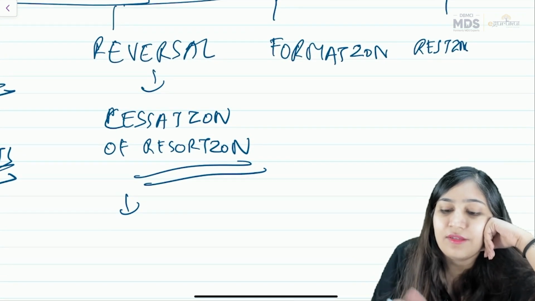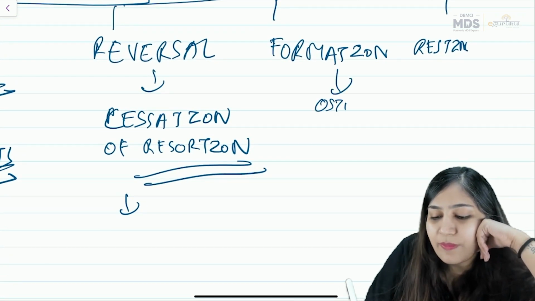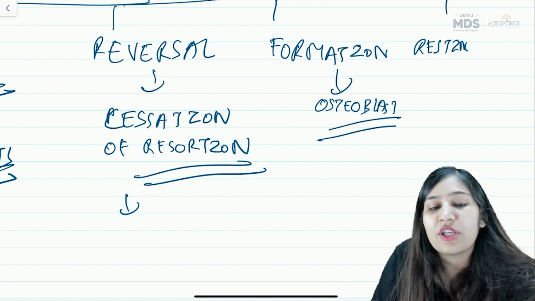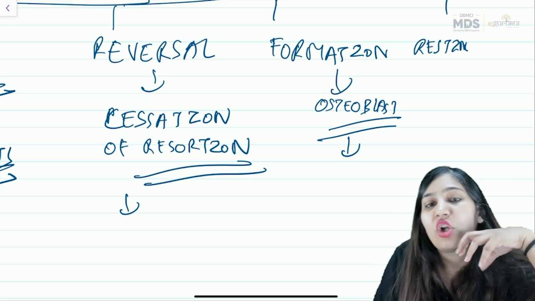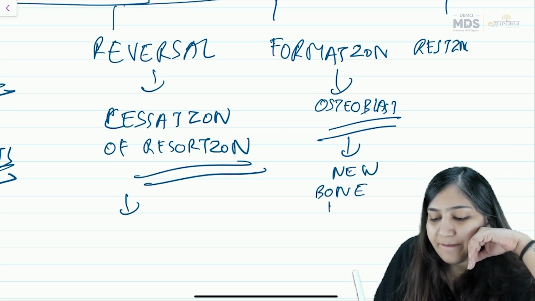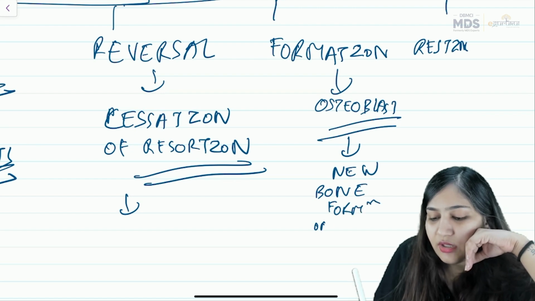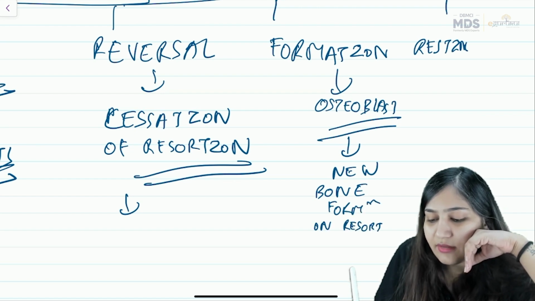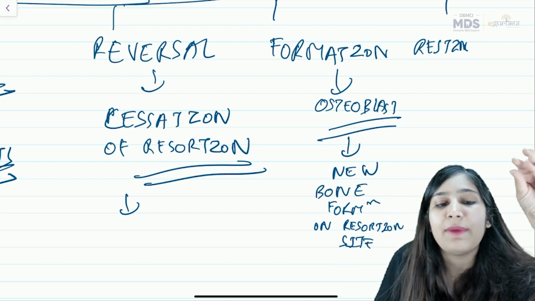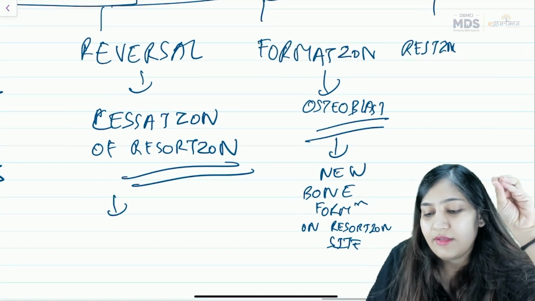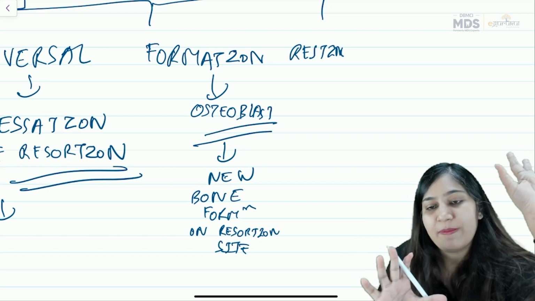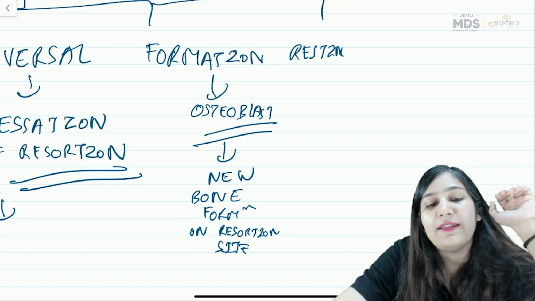Formation. For formation, which cells? Again, osteoblast cells. There will be migration, recruitment, differentiation, and they will start new bone formation on the resorption site. Resting: formation of new bone ceases and the surface is lined by flattened layer of cells. In resting phase, no bone formation, no bone resorption.